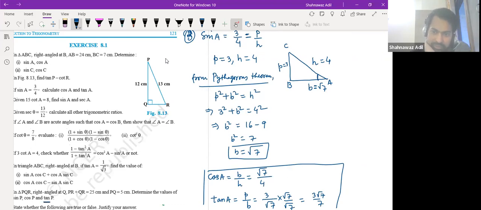Yeah, it's clear. So basically, we use the Pythagoras theorem when there is an unknown side. They will give you two sides, and then we calculate the other one. So we calculate the unknown side, and then if we have all the sides, we can always calculate all the ratios, right?